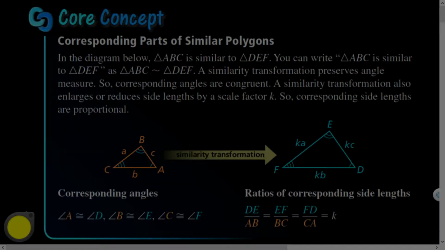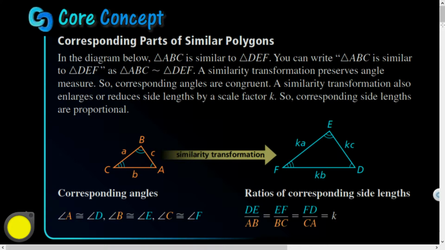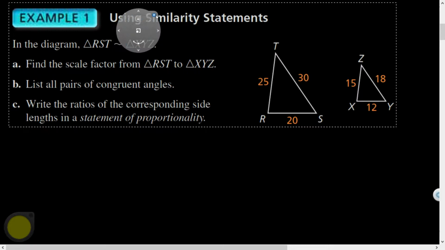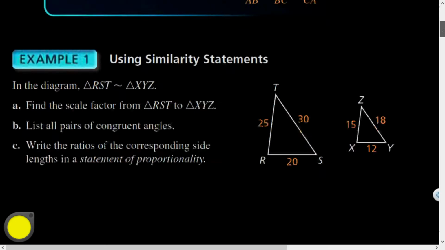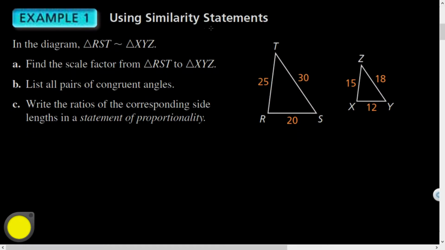I'll grab my snapshot like so. And here we are. So example 1. So in the diagram, triangle RST is, what's that symbol it's showing us? A little squiggly. It means similar, right? Remember, this means equal, this means congruent, and just the squiggle, just the tilde, means similar. So it says find the scale factor from triangle RST to triangle XYZ.